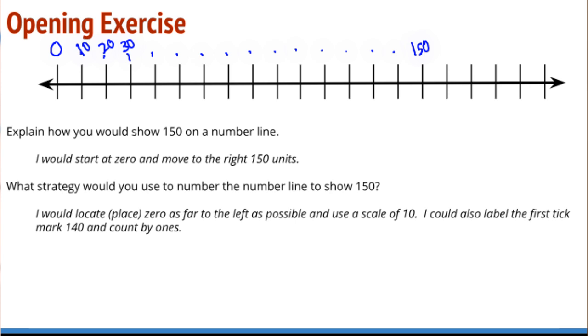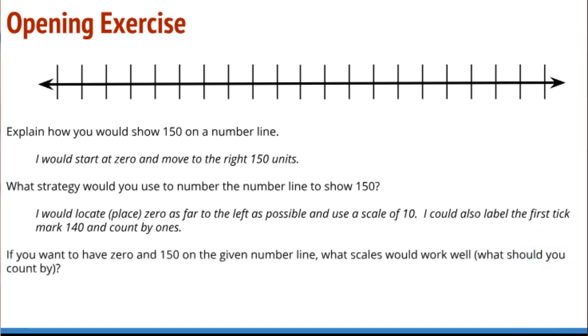So one possibility would be to go from 0 to 150. I could also start at 140 and count by ones. 141, 142, 143, 144, 145, 146, 147, 148, 149, and get to 150. I could similarly start at 140 and count by twos to 142, 144, 146, 148, 150. So there are a lot of different ways that I could represent 150 on the number line.